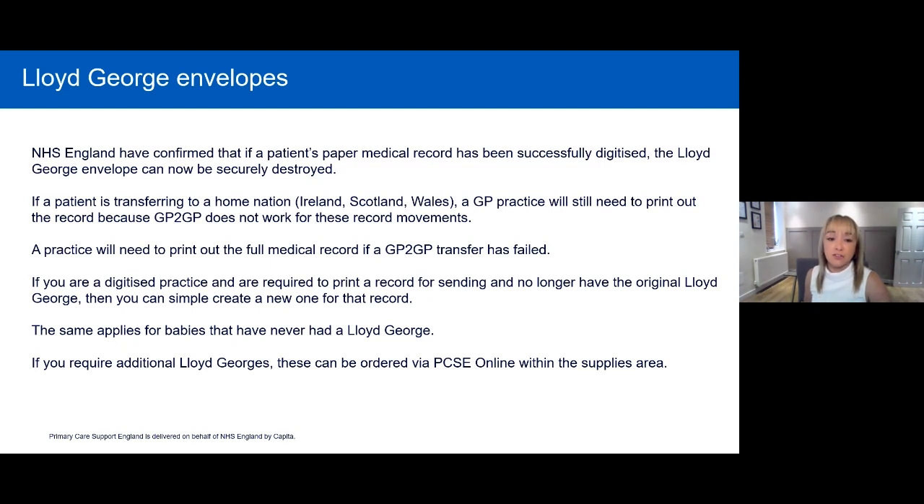If you no longer have any Lloyd Georges and you need to order some additional, you can just do that through PCSE Online in the supplies area, as I've previously shown you. Now, again, in the last webinar, we did have people asking why the full record needs to be printed and why it can't be emailed over. And that's mainly due to the email files that can often be too big and then records are incomplete when they're being sent over. And sometimes we find that images aren't sent over correctly. We just need to make sure that the quality of the record and the full record is sent to the new receiving practice, and that the new practice receives it in full at the best quality.